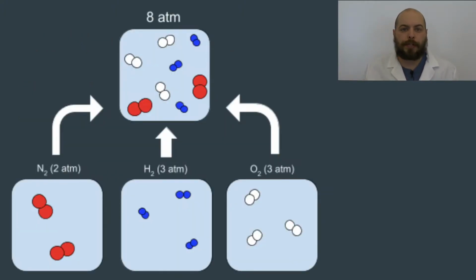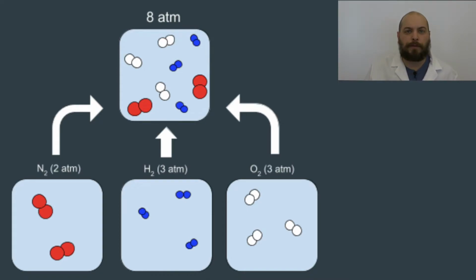So let's look at a particle diagram that represents what I'm talking about when I'm talking about partial pressures. Below, you see three separate containers, one with nitrogen, one with hydrogen, and one with oxygen in it. And above, I've taken these three separate containers down below and simply combined them into one. Well, let's for a second look at those bottom containers. In the bottom left container, the nitrogen exerts a pressure of 2 atmospheres. The hydrogen 3 atmospheres and the oxygen 3 atmospheres in each of their own respective containers.